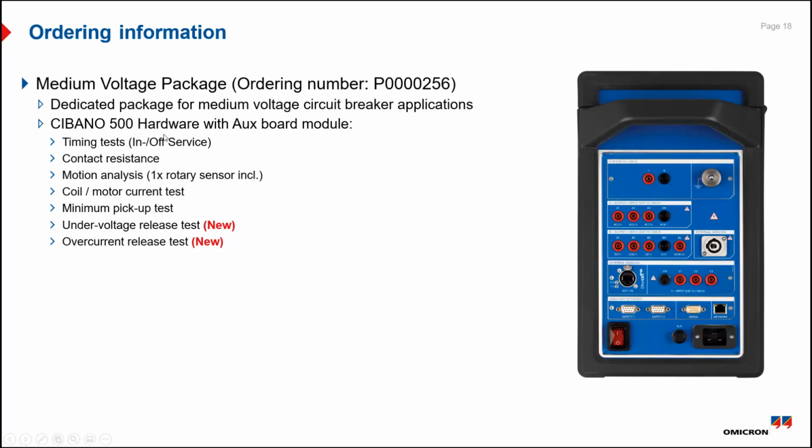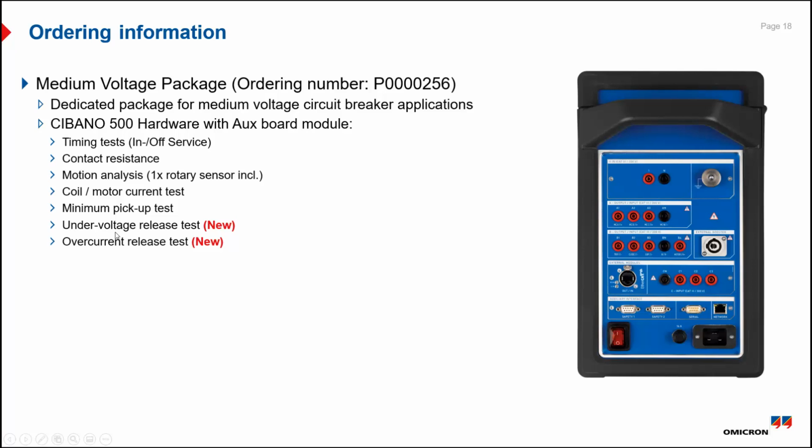So this package contains the Sibano hardware with this auxiliary module. Then we have all the timing tests in service and off service. And then you have contact resistance measurement, motion analysis, coil and motor current analysis, minimum pickup test, under voltage release test, which is a newly released test in the latest PTM software, and an over current release test. Sorry. So these are, if you want to know about them, please send me a note and I will give you some information to read about these.